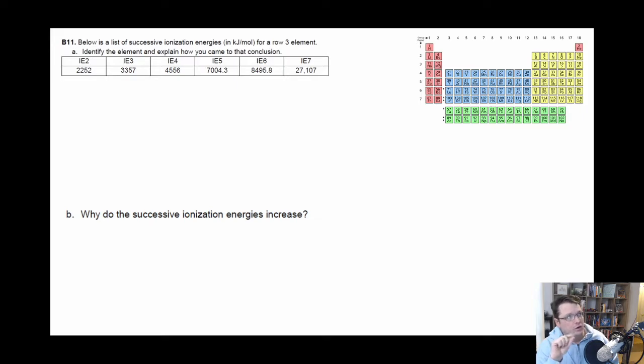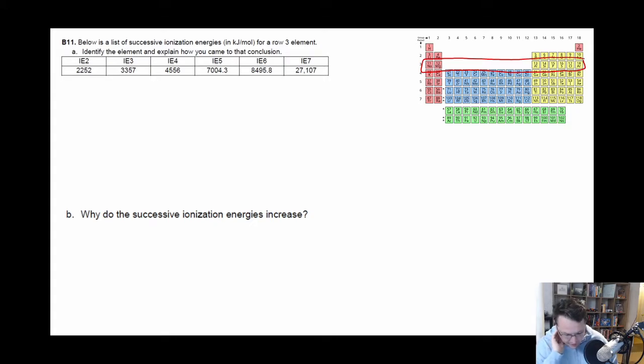And so we know that it's a row 3 element. That means that if we're looking at the periodic table, it's going to be one of these guys right here: sodium, magnesium, aluminum, silicon, phosphorus, sulfur, chlorine, and argon. Those are going to be our options in this scenario.